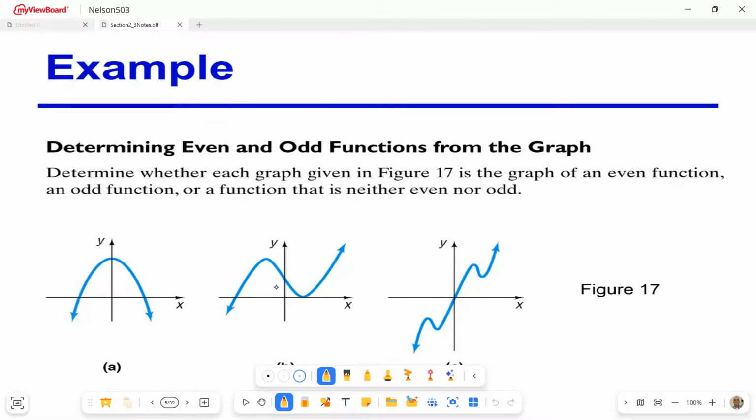This is neither, I think, all right? If you rotate that about the origin, it's going to end up kind of like this part here is going to be over here creating new stuff. This one's an odd function. So we had even, neither, odd, okay? So that's a little review of that.